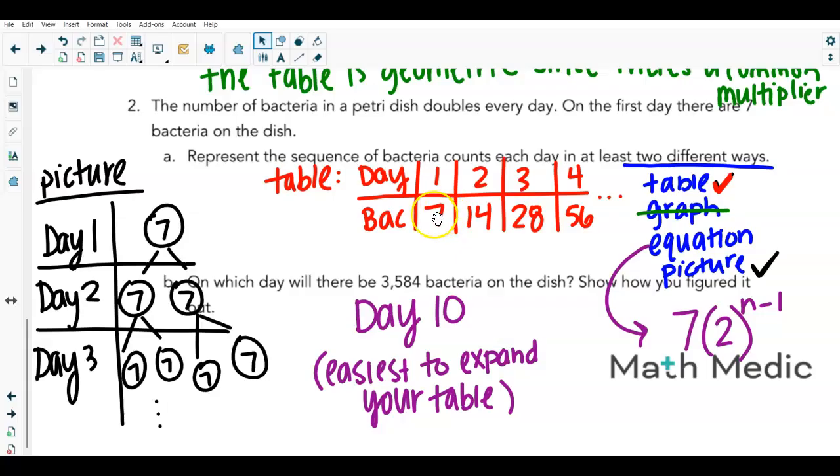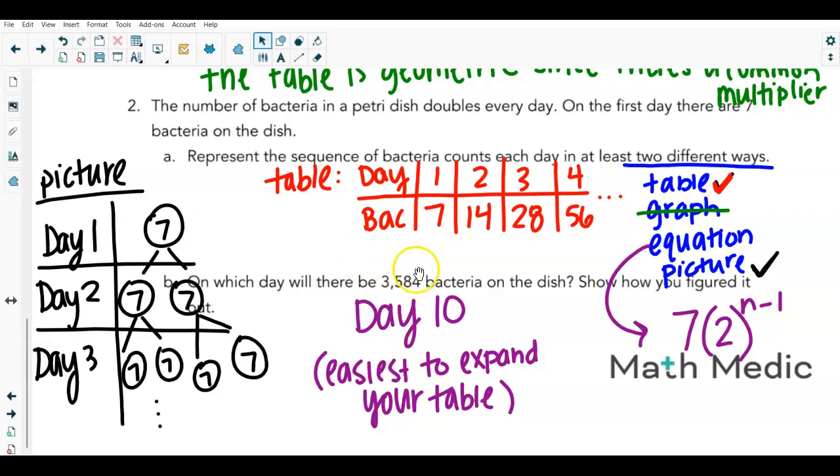So at day 4, you did times 2, times 2, times 2. So you multiplied times 2 three times to get to 56. And so it's always 1 less than your day number. I do not expect you to have the equation memorized yet. I briefly taught it to you yesterday, so maybe that makes sense to you, or maybe you're like, for this one I would do a table and picture.